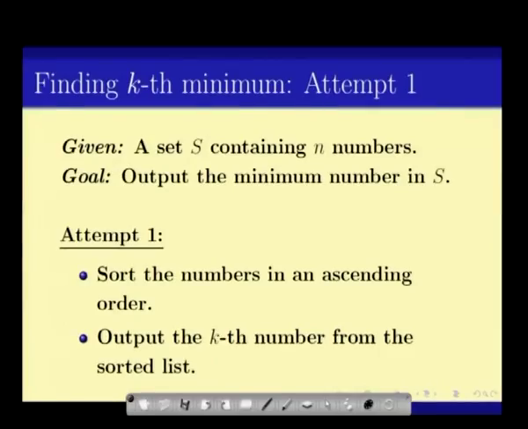Again, just as in the case of finding the minimum, the first approach will be a naive approach, which is we sort these numbers in ascending order and then output the kth number in the sorted list. It is clear that once we have the sorted list, finding the kth minimum is very easy. You just have to go for k steps and output the kth number.